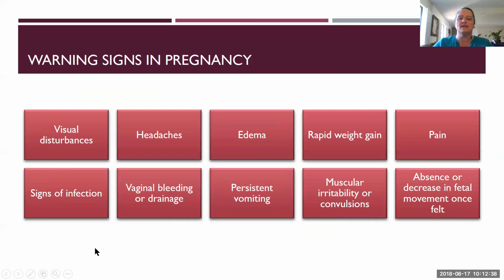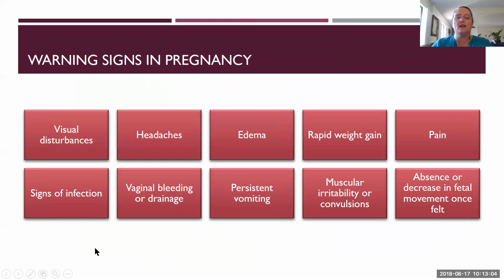Visual disturbances, that is seeing spots or feeling like your peripheral vision is going away, or just feeling like it's blurry or off. A headache that doesn't go away with Tylenol. Extreme edema. You've suddenly just blown up and your feet are blown up, or you've got edema in your face. All of those could be very severe signs of rapidly changing preeclampsia. And so we want to have these women come to us so that we can rule that out.